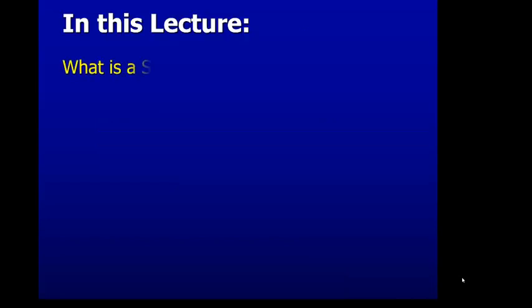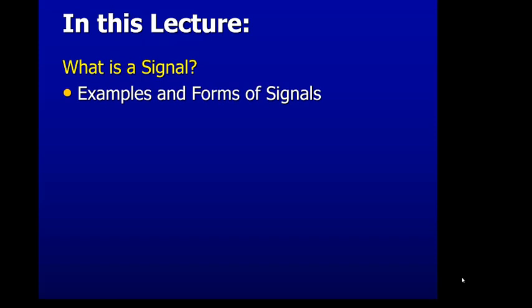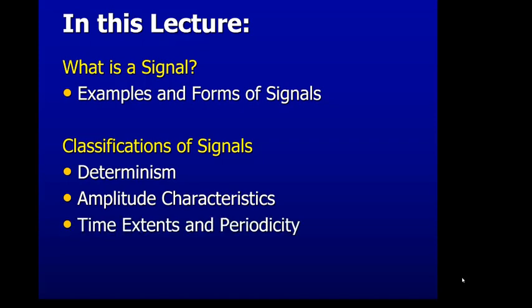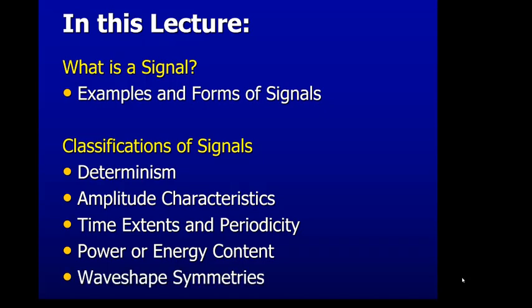In this video, we'll cover what is a signal and look at some examples and some different forms of signals. And then we'll talk about how we classify signals based on their determinism, their amplitude characteristics, their time characteristics and periodicity, whether they are power or energy signals, and different symmetries that may appear in their wave shapes.